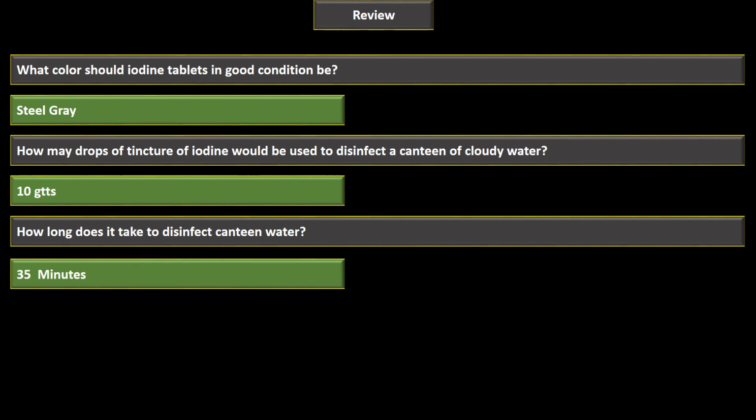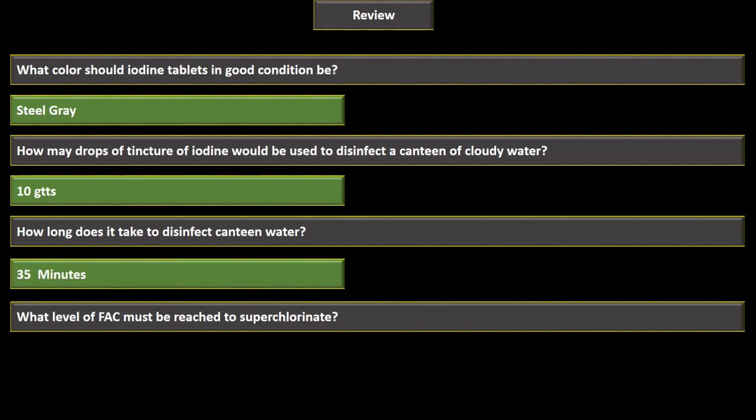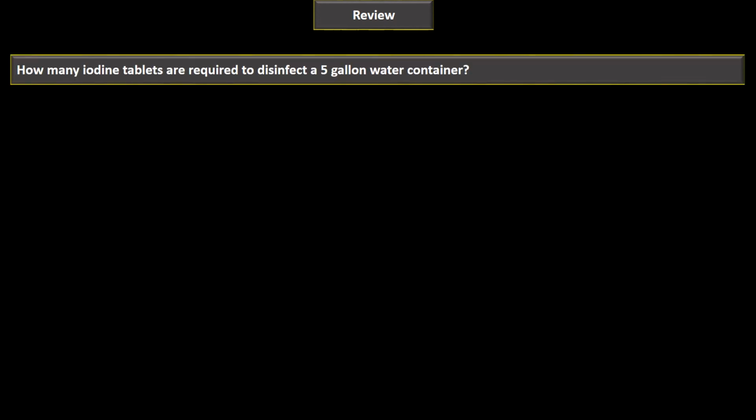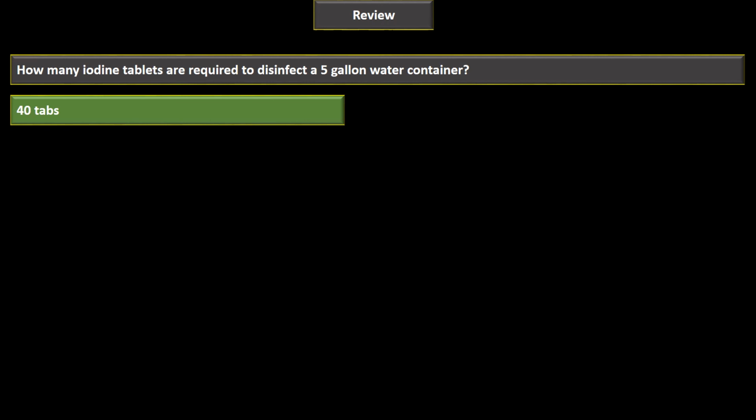What level of free available chlorine must be reached to superchlorinate? Well, we've got to get to 100 parts per million, and we've got to make sure over 4 hours that it does not drop below 50, or we've got to start all over again. How many iodine tablets are required to disinfect a 5-gallon water container? Well, that's going to take 40 tabs.